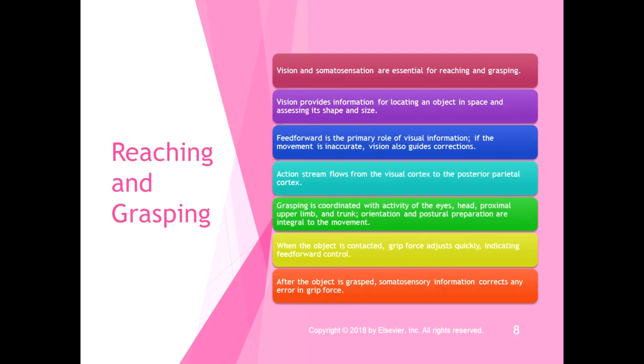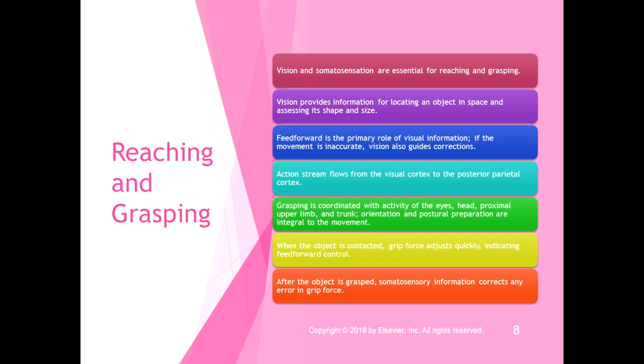For reaching and grasping, we need vision and somatosensation. Vision provides information for locating an object in space and assessing its shape and size. Feed forward is the primary role of visual information. If the movement is inaccurate, vision also guides corrections.